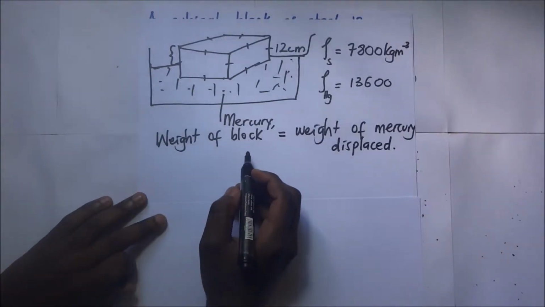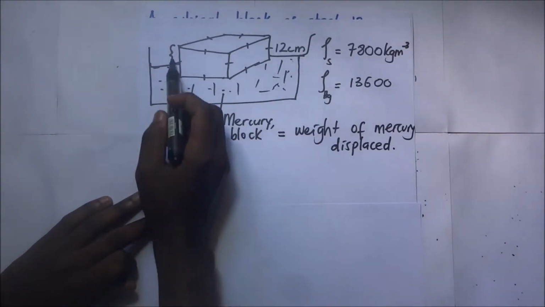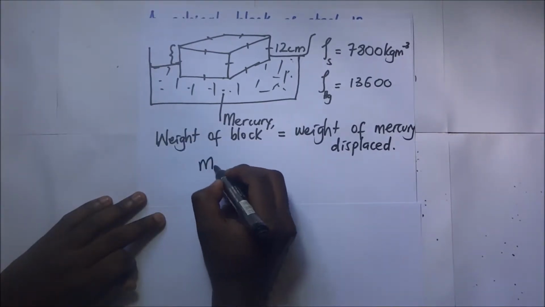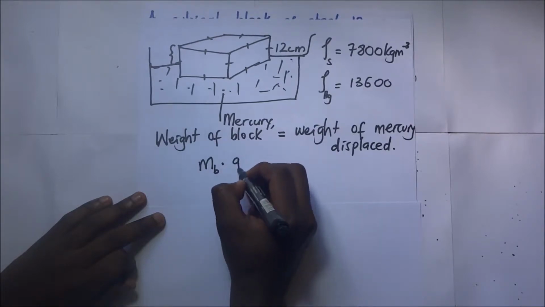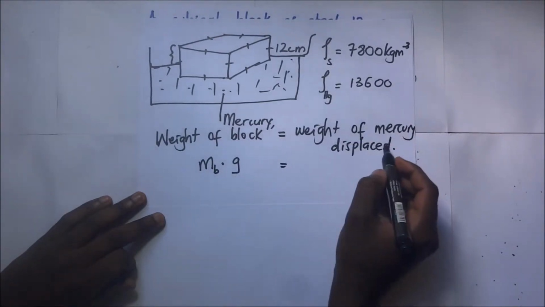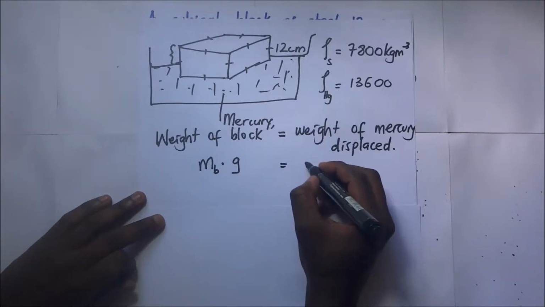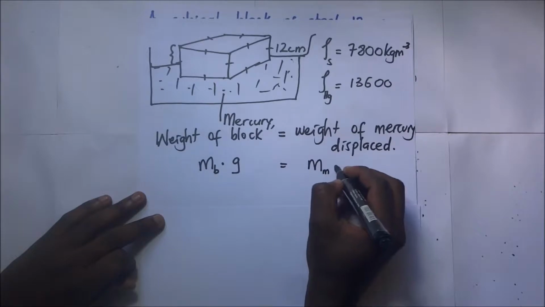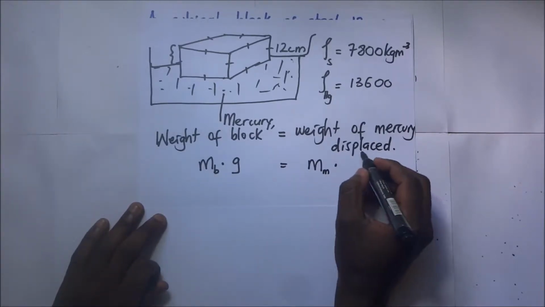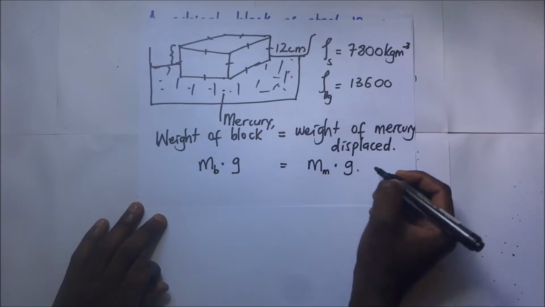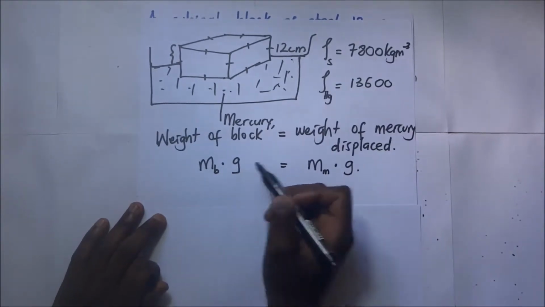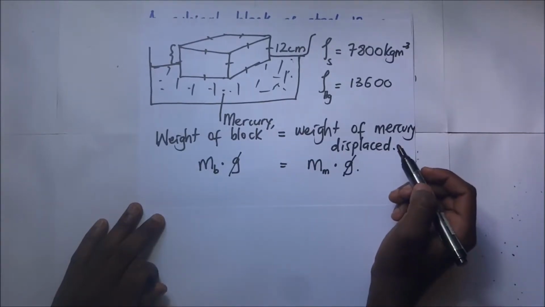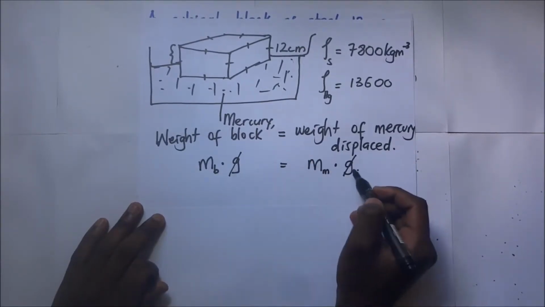So of course the weight of the block is given, what we're looking for here is this height. So definitely the weight of the block here is given by the mass of the block, multiplied by the gravity, is equal to the weight of the mercury displaced, which is going to be given by the mass of the mercury, multiplied by the gravity. Of course, we are having gravity here and gravity here. This g and that g can as well cancel out at that stage because it's 9.81, 9.81.